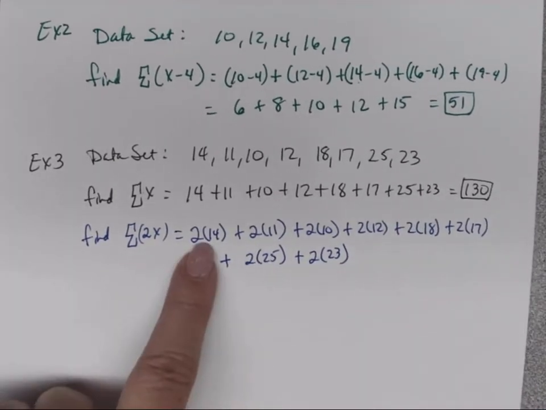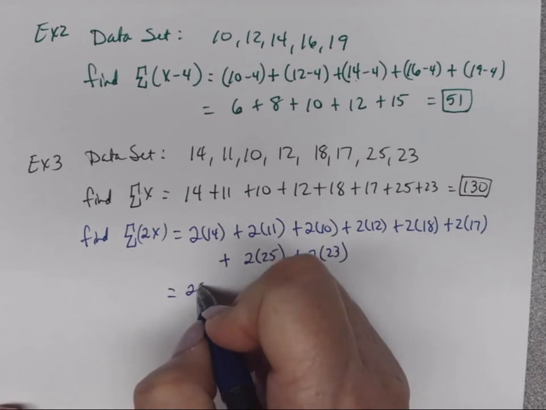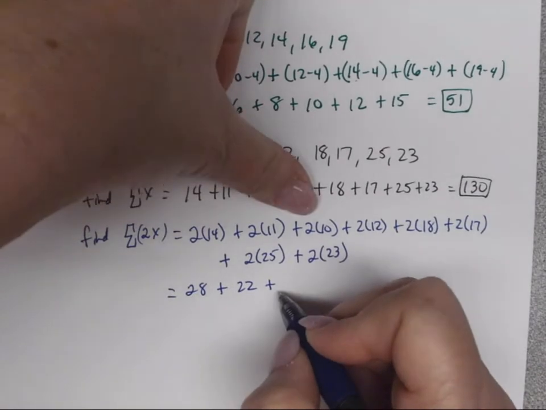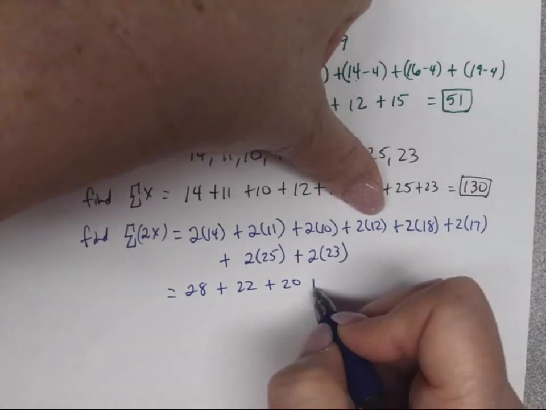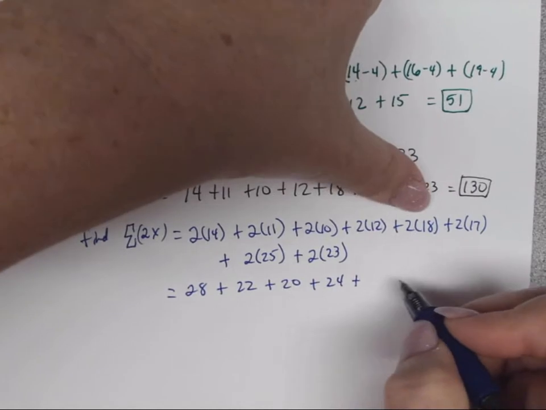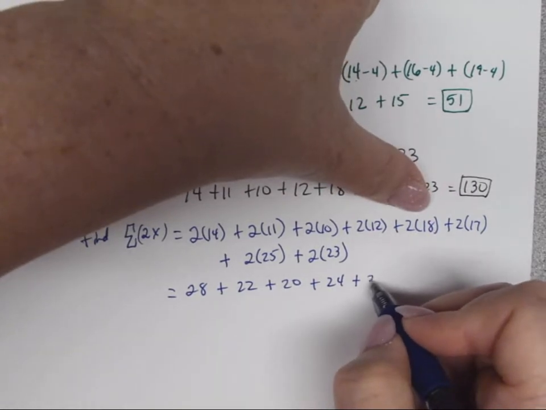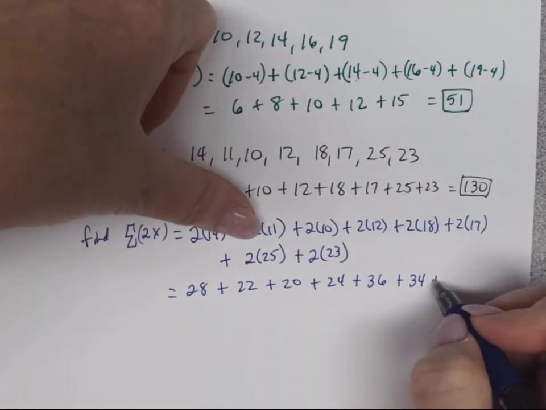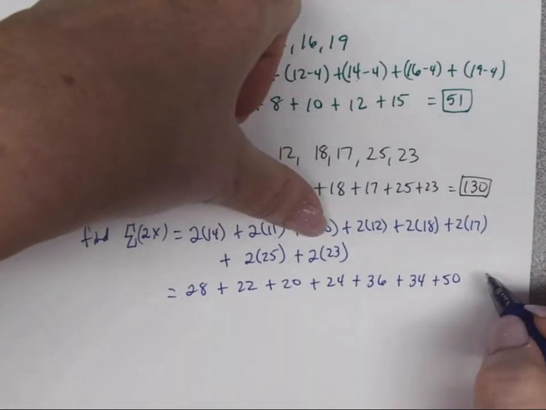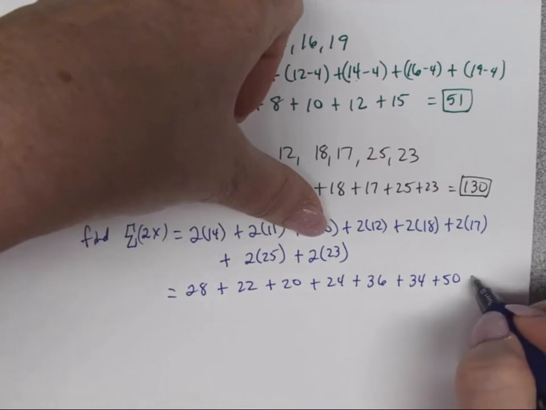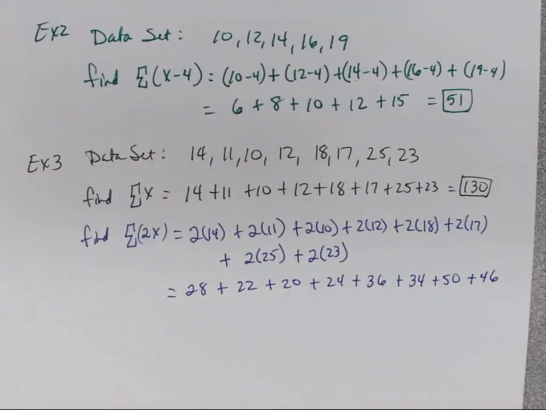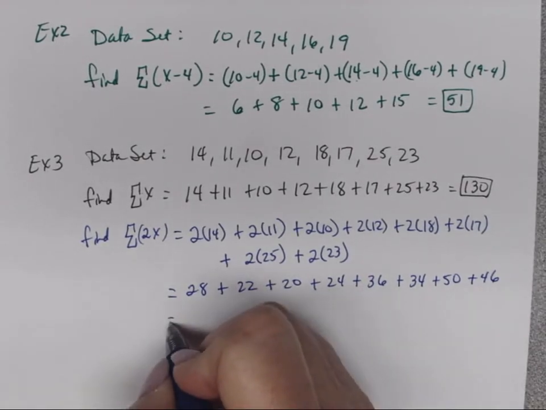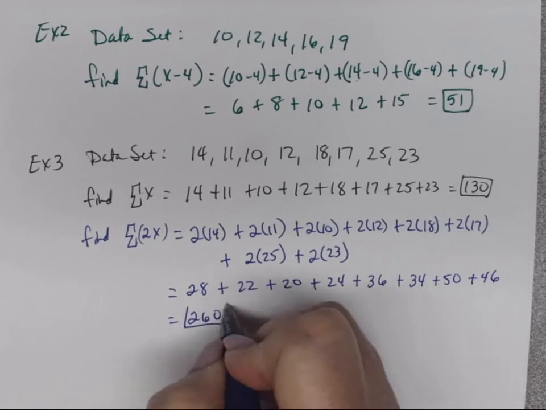Now I'm going to multiply each one. So 2 times 14 is 28. 2 times 11 is 22. 2 times 10 is 20. 2 times 12 is 24. 2 times 18 will get us 36. 2 times 17 is 34. 2 times 25 is 50. And 2 times 23 will get us 46. Now, if we add all of these numbers together, we end up with a total of 260.